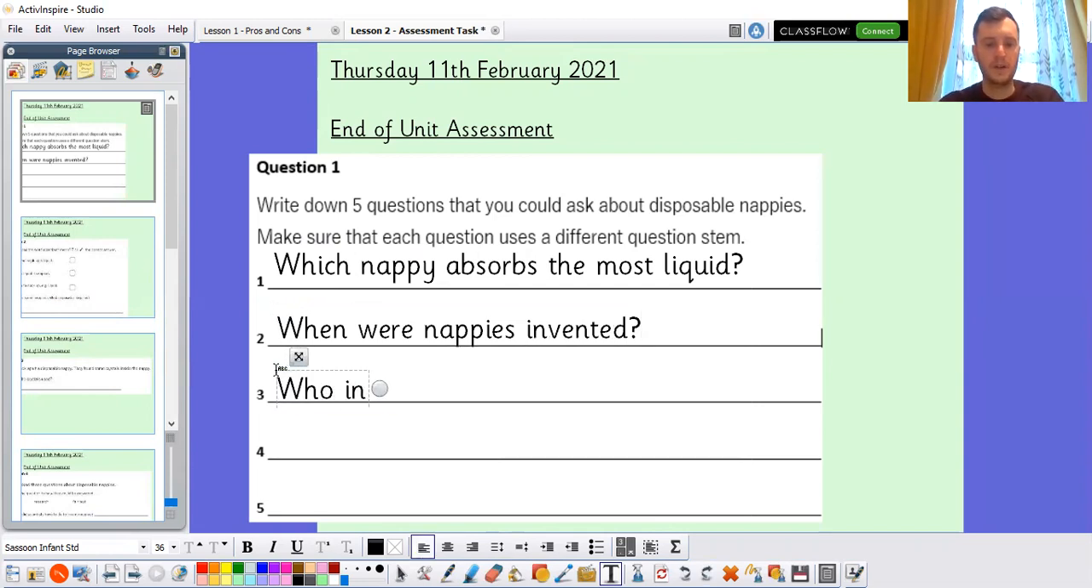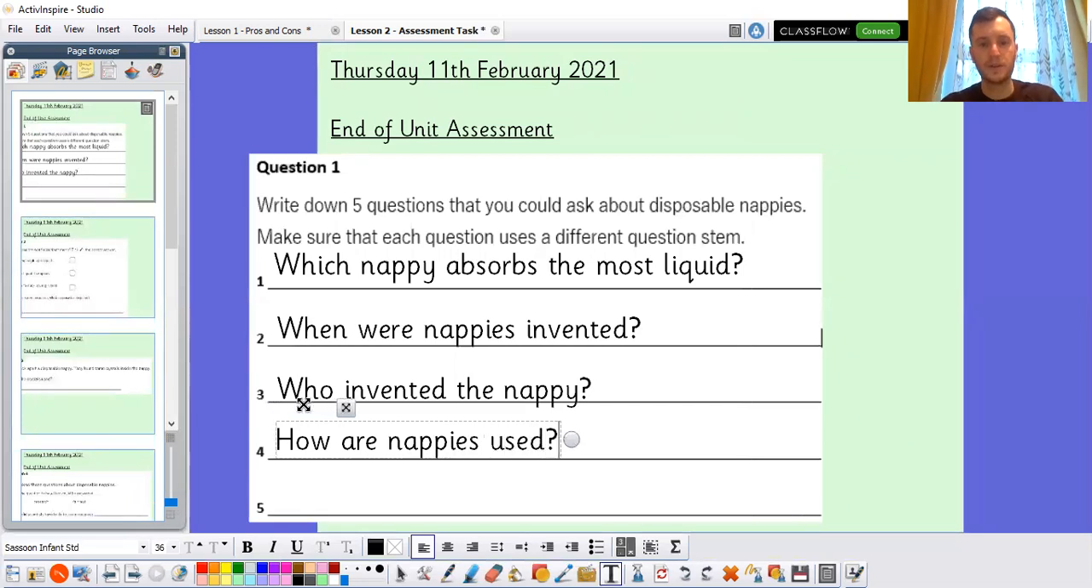Who invented the nappy? A question that we researched recently. And how are nappies used? I'll pause there. If you've got all 5, wonderful. There's a few that you could use. You might have some different questions, and that is fine. You can send those in as usual.